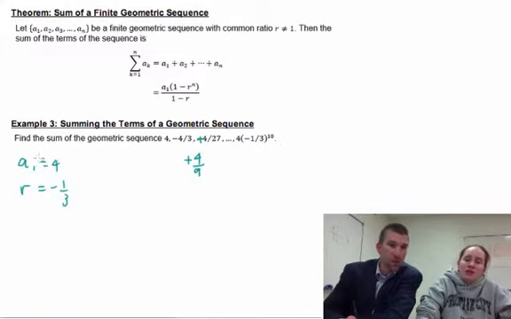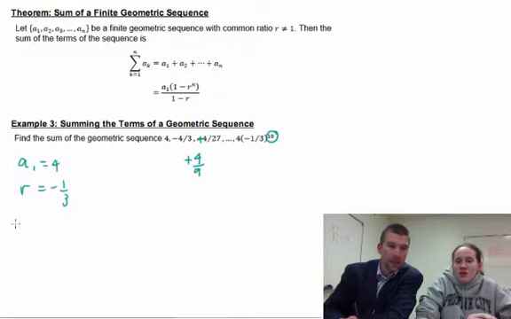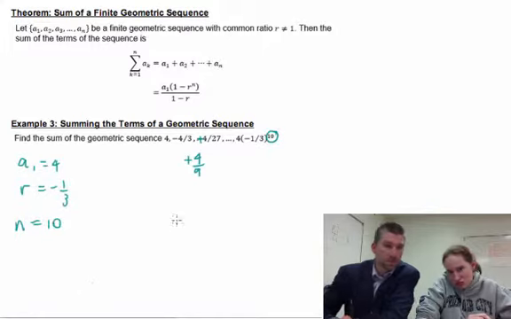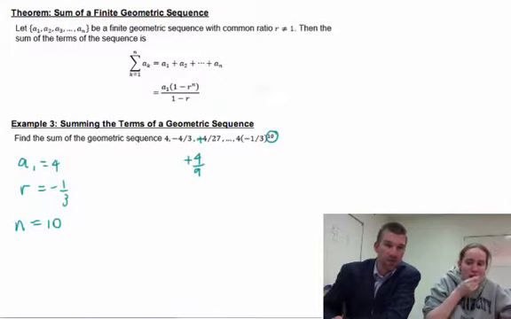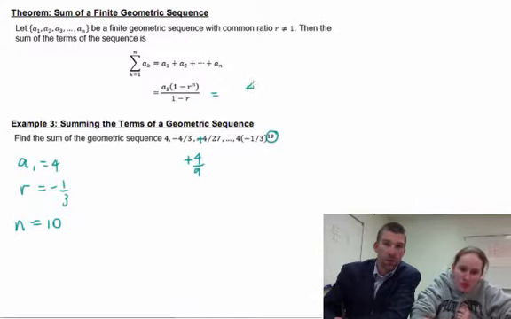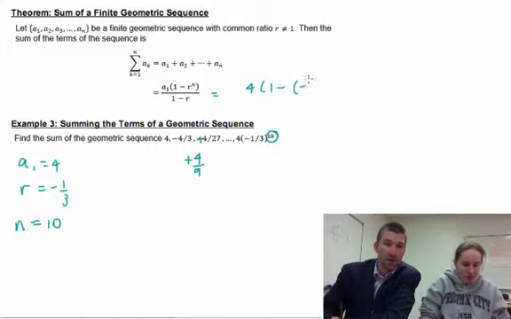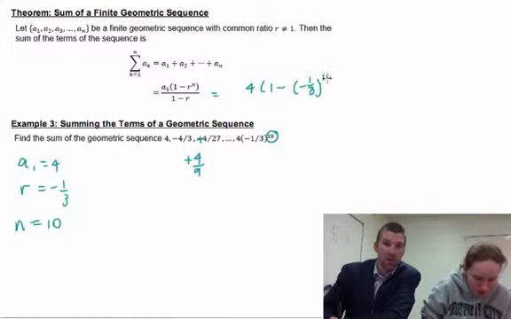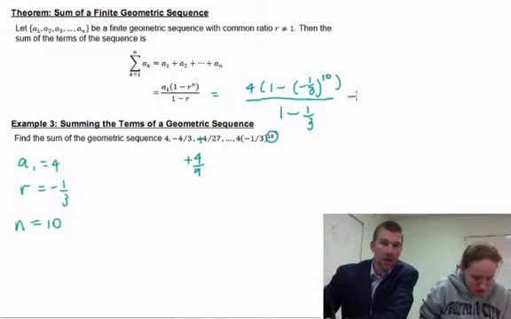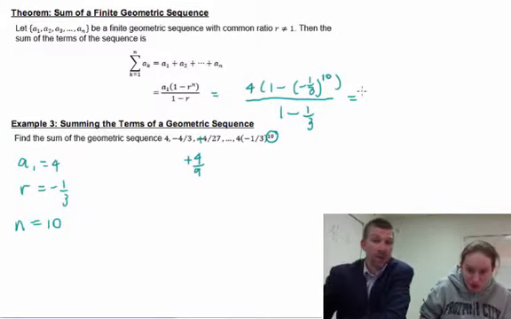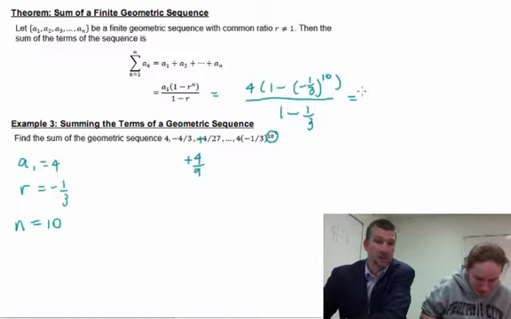That's okay. So we've got this set up, and hey, look, I've got 2 of the 3 pieces. The third piece is right there. So n is 10. Okay, so what I'm going to do is just plug these bad boys into the formula that I was given, which would give us 4 times 1 minus negative 1/3 to the 10th power all over 1 minus negative 1/3. Now, I know this looks really strange and wacky, but it actually will sum up what's going on right here. It'll sum up those 10 terms.